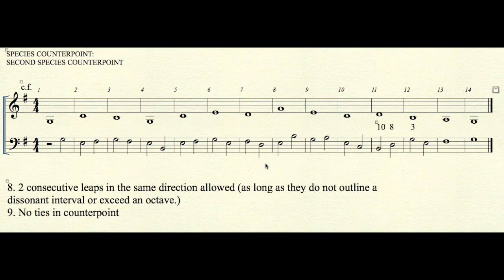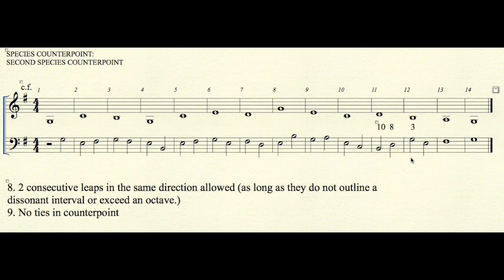Rule number 8. 2 consecutive leaps in the same direction are allowed as long as they do not outline a dissonant interval or exceed an octave. In measures 11 and 12, the counterpoint leaps a third followed by a fourth, creating intervals of a tenth, an octave, and a third. All the intervals are consonant, and the leaps together outline a sixth. So this is an acceptable use of 2 leaps in the same direction.